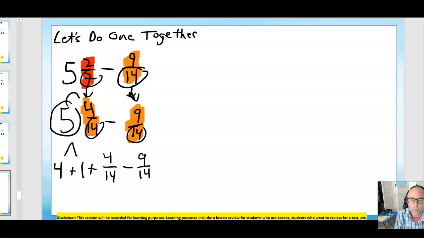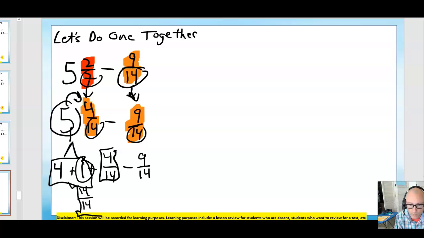I'm going to borrow from my 5 over here. So if I turn my 5 into 4 and 1, I can borrow from one of those from the 5. See, this is total of 5 still. I'm going to borrow from this thing right here. The way I'm going to do that is I'm going to turn this one into 14ths to combine into this 4 14ths. So I'm going to say 14 14ths because that's the same thing as 1. So I still have my 4, and I have my plus the 4 14ths minus the 9 14ths.